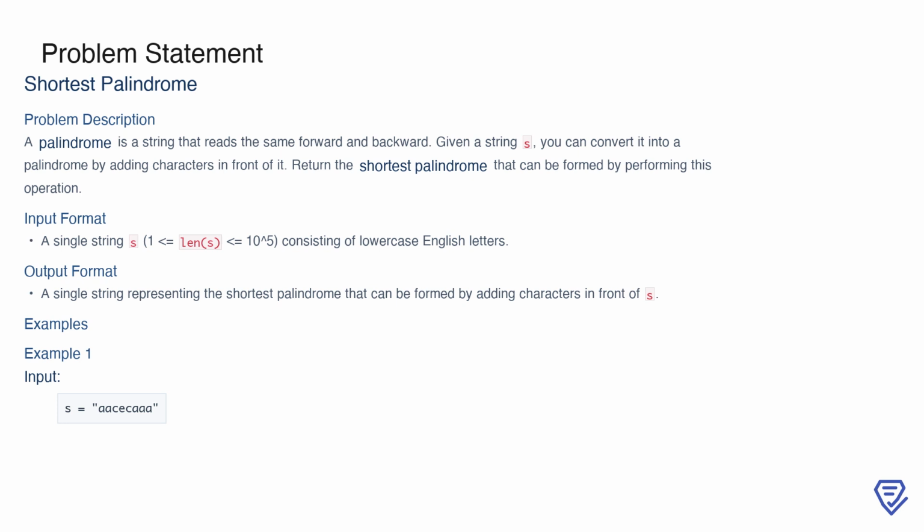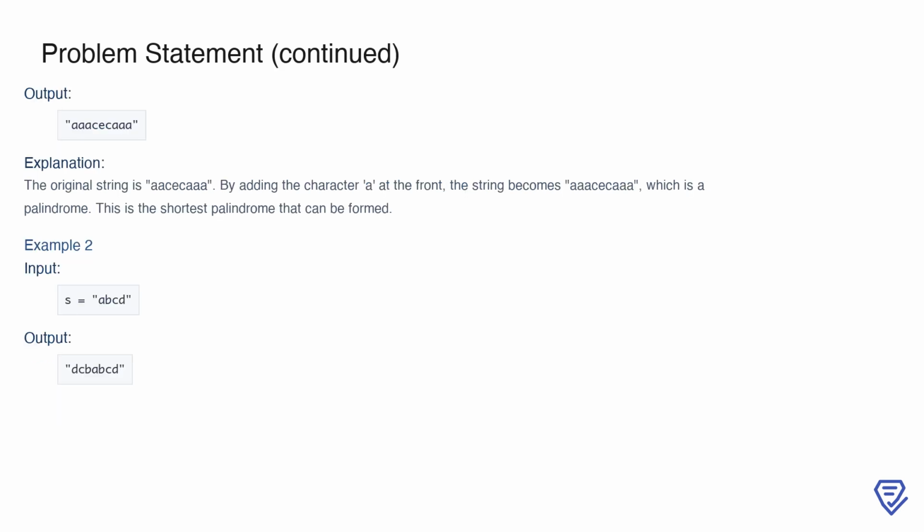For example, if the input is asakea, we will compute the result as the shortest palindrome derived by adding characters to the front. In the first example, the input string is asakea. To make this a palindrome, we can add the character a to the front. This transforms the string into asikoa, which reads the same forward and backward. Since this is the shortest possible modification to achieve a palindrome, it is the correct output.